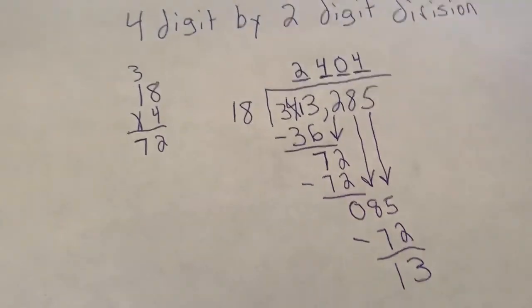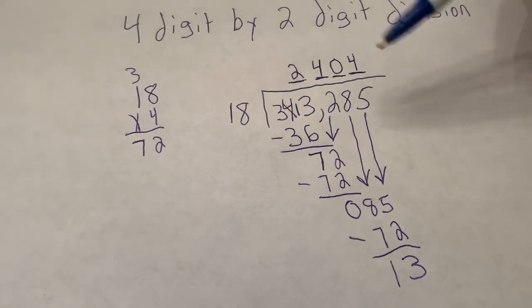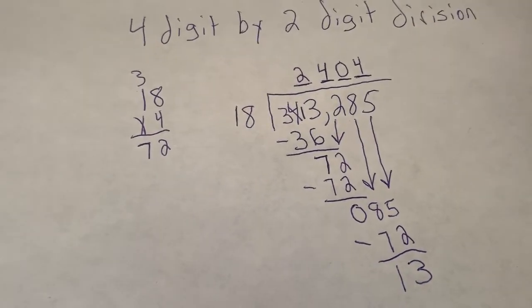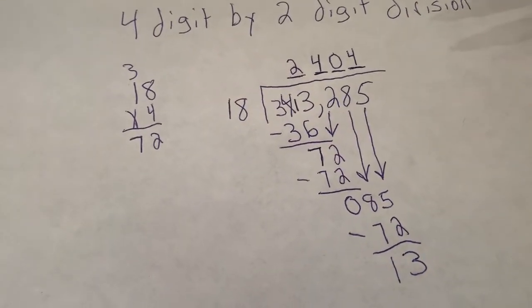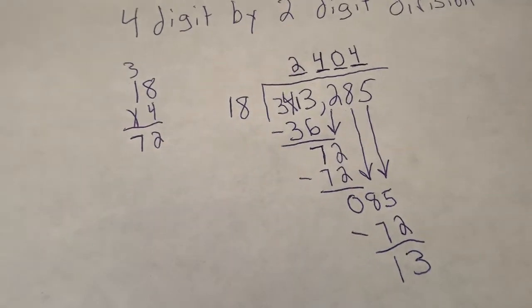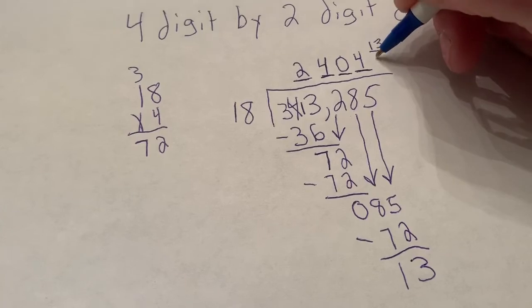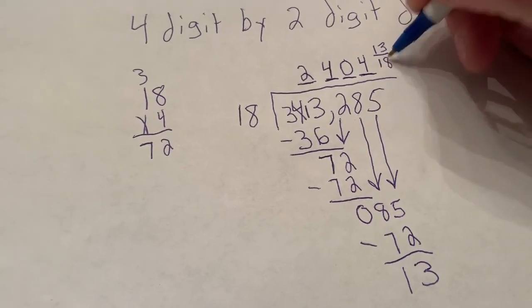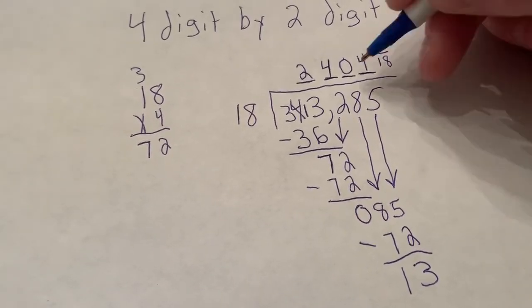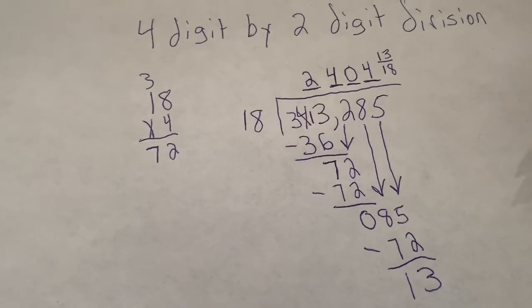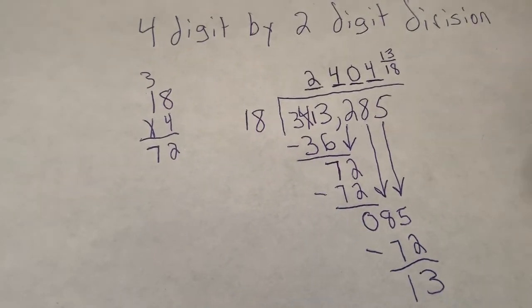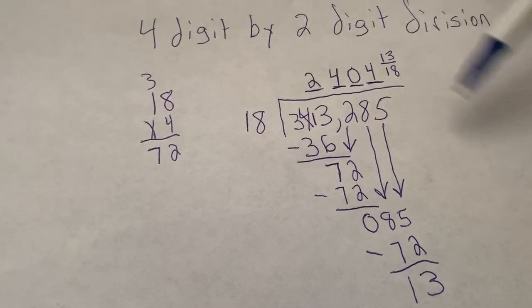And my remainder, I can write it as remainder 13 or 13 18ths, or you could even do it as a decimal. I'm going to go ahead and write my remainder as a fraction. That means I have 13 out of the 18 to make another group. So my quotient's 2,404 with a remainder of 13 18ths.